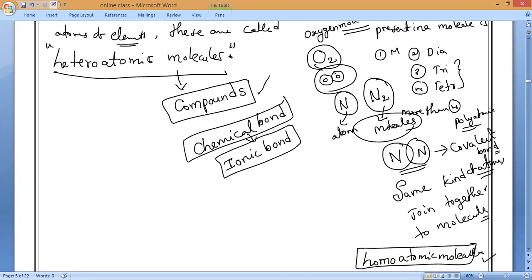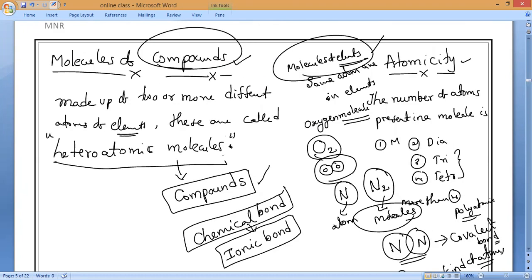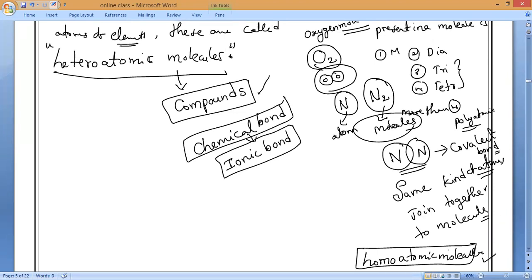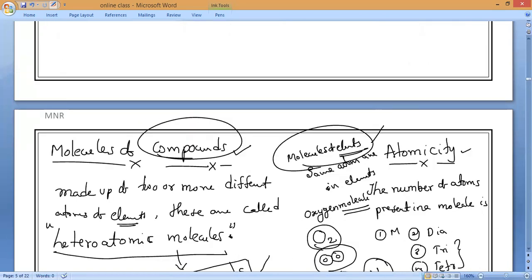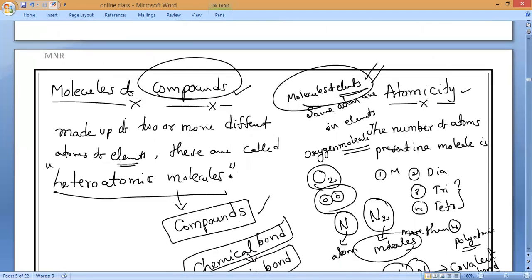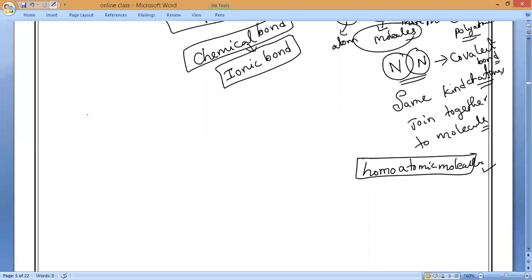So compounds are heteroatomic molecules, homoatomic molecules are the molecules of elements, and heteroatomic molecules are molecules of compounds. Now, for example, take HCl. What is the name of this? Hydrochloric acid. Very good. If you take this HCl, is it a homoatomic molecule or a heteroatomic molecule?